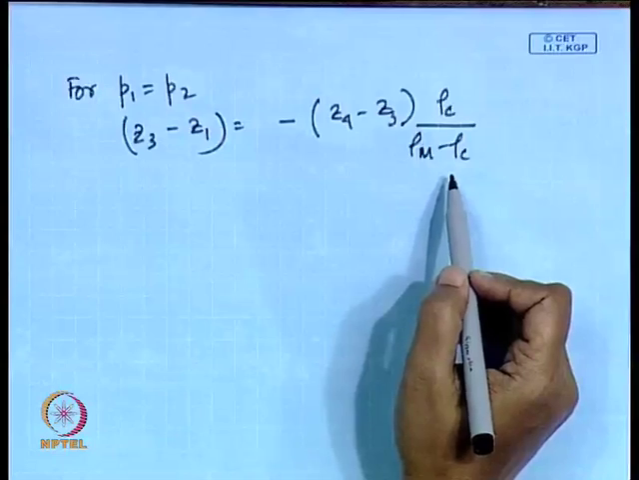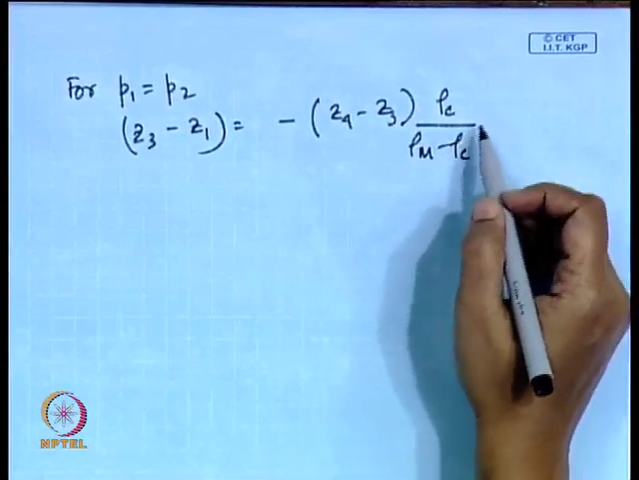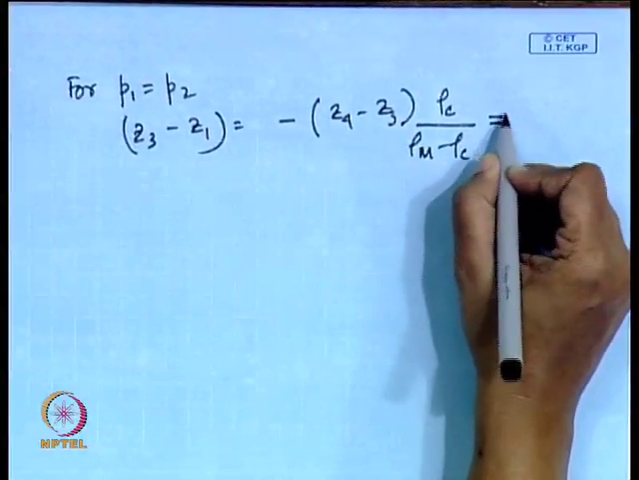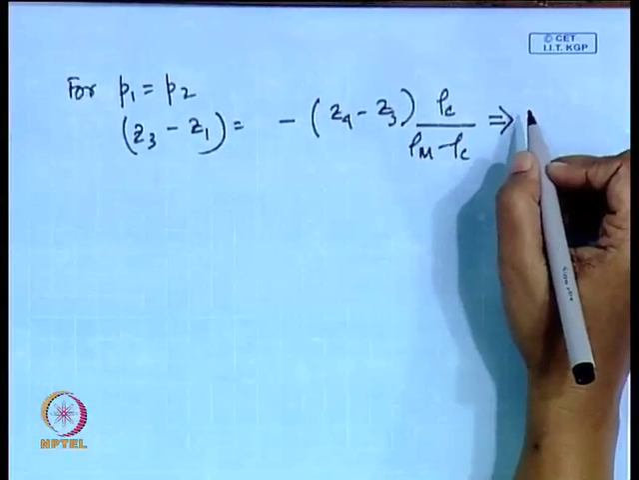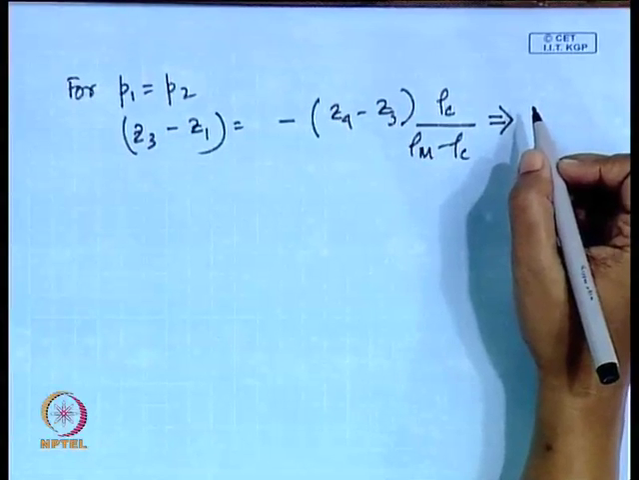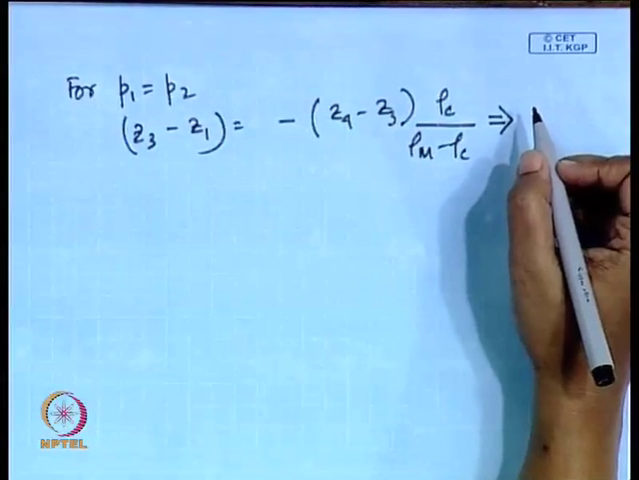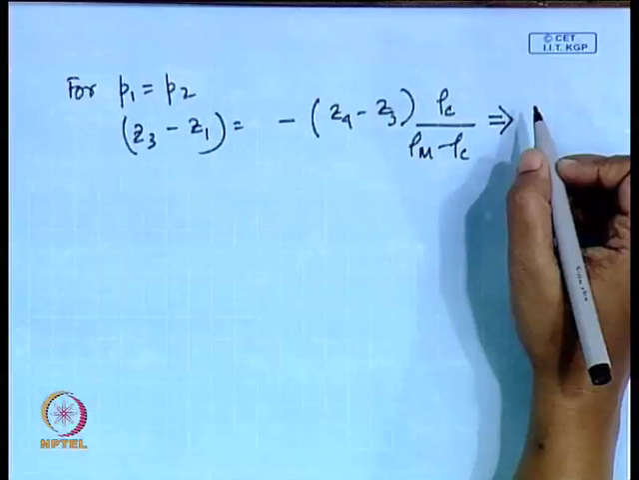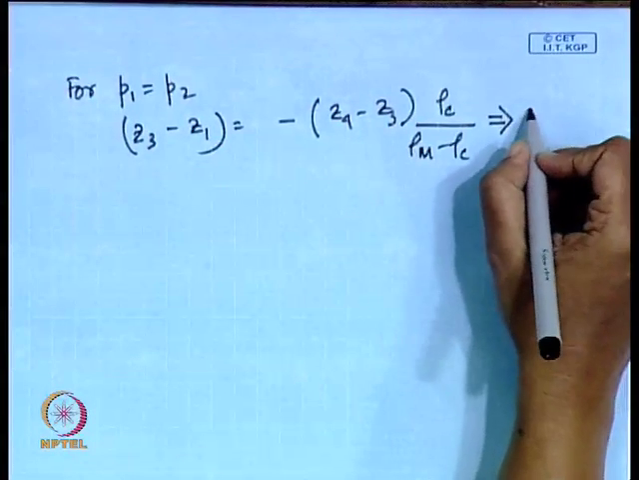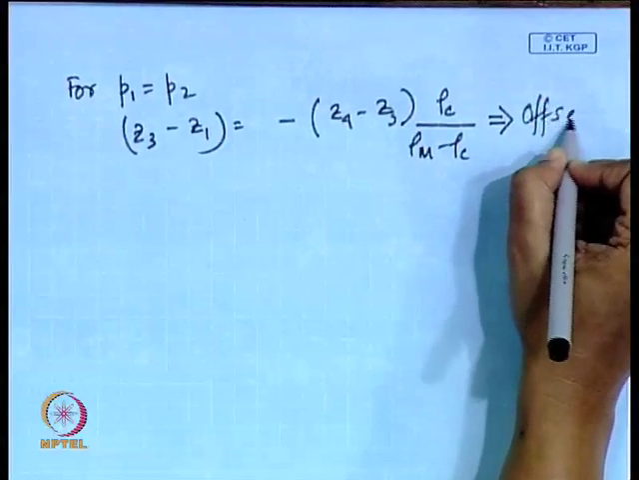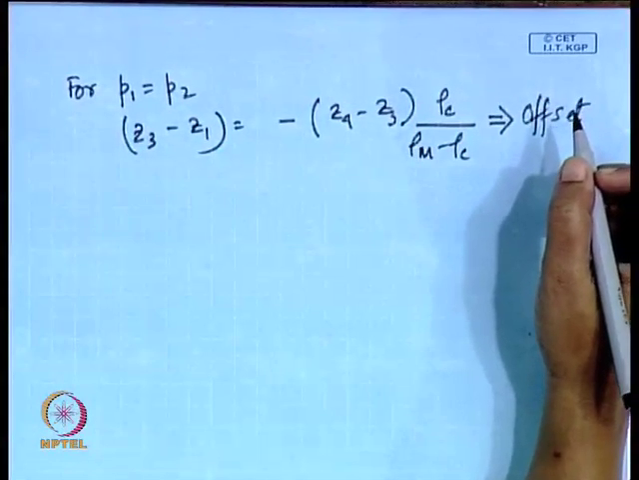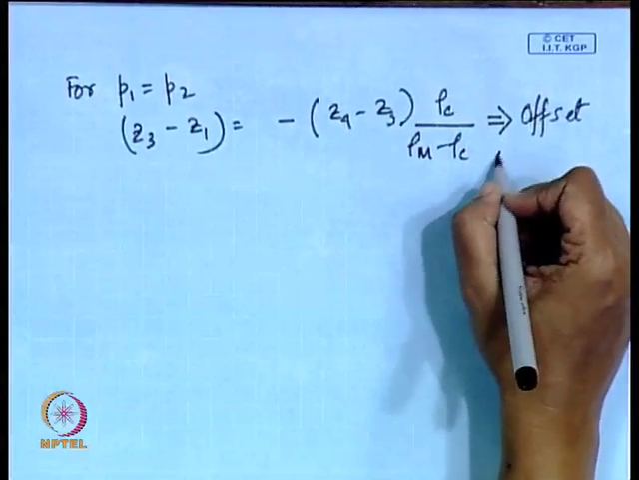Okay. And this particular value, when P1 equals P2, the difference which you find, Z3 minus Z1, any idea of what this is called? For equal pressures, the difference which has to be considered when you are measuring pressure drop, what is this called? Have you heard of something like the offset in process instrumentation? So, this is the offset on the manometer.